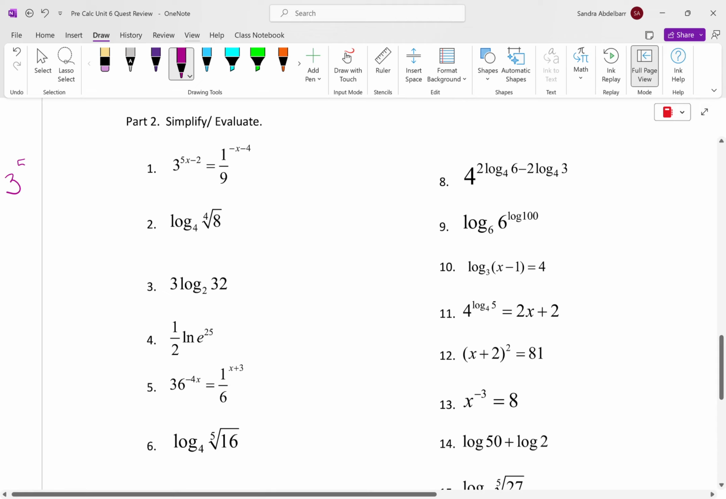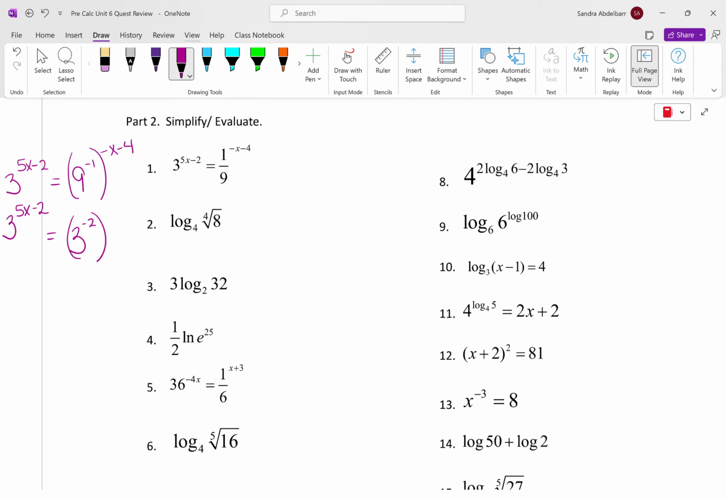So what I'm going to do is I'm going to write 3 raised to the 5x minus 2. Now, how do I change 1/9 into an integer, not a fraction? What should I do? 9 raised to the what? -1 raised to the negative x minus 4. What do you think I'm going to tell you to do next? Change that 9 into what? 3. A 3, good. So now we have 3 raised to the 5x minus 2 equals 3 to the negative second raised to the negative x minus 4.